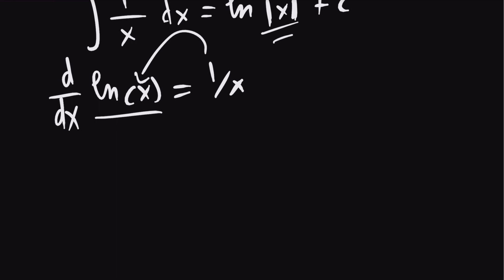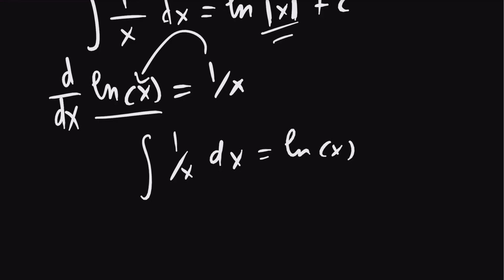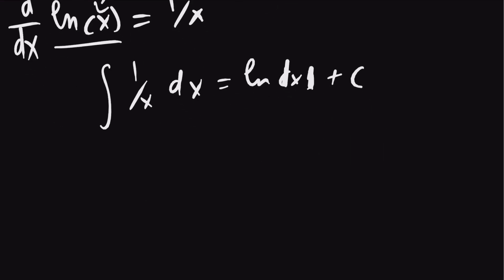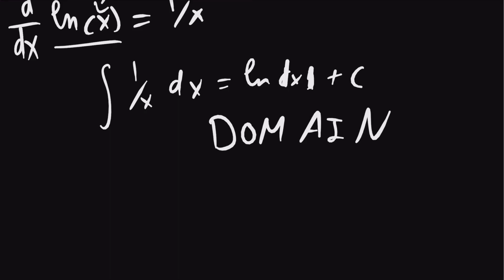So then you might wonder, why isn't the answer to the integral of 1 over x dx simply the natural log of x plus c? Why do we have to add this absolute value sign right here? Well, the answer is it all has to do with the domain of the two functions. So let's go ahead and explain that further.